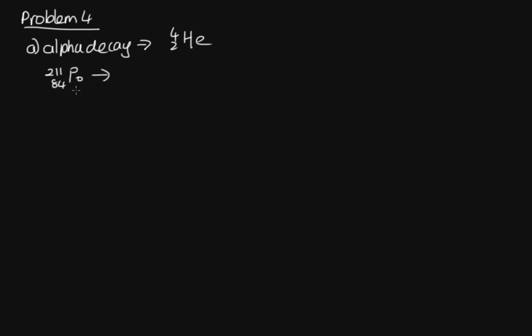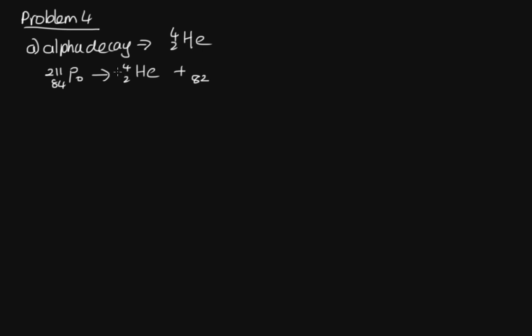And we're told that this undergoes an alpha decay, so we've got helium 4,2 here. Now what we need to do is just calculate the mass numbers and atomic numbers. So atomic numbers on the right hand side have to equal the left hand side. On the left hand side we've got 84. On the right hand side so far we've got 2. So 2 from 84 gives us 82.